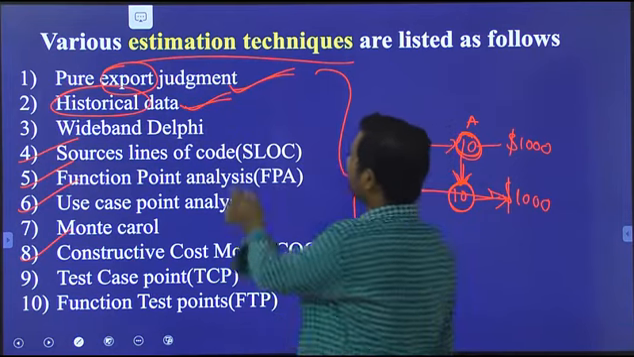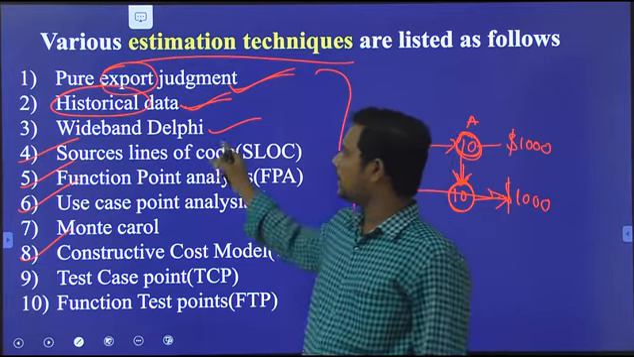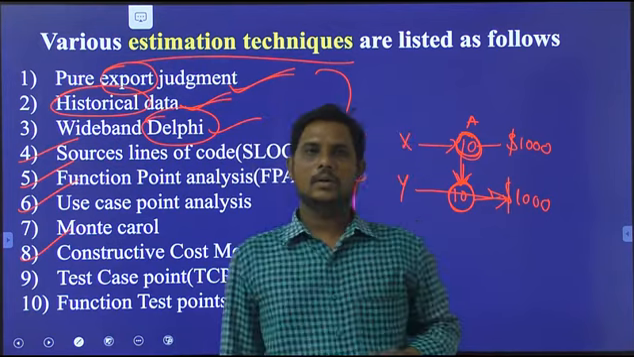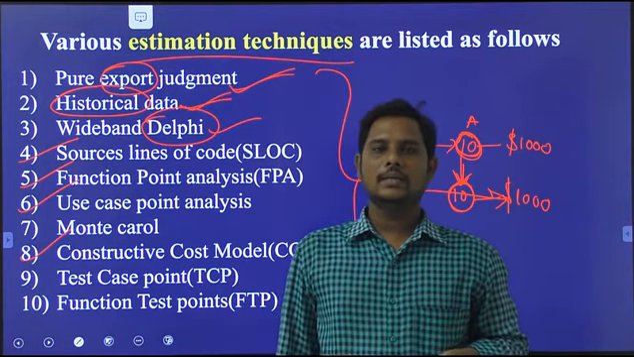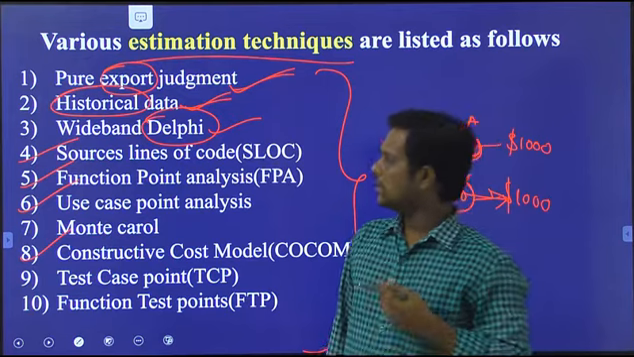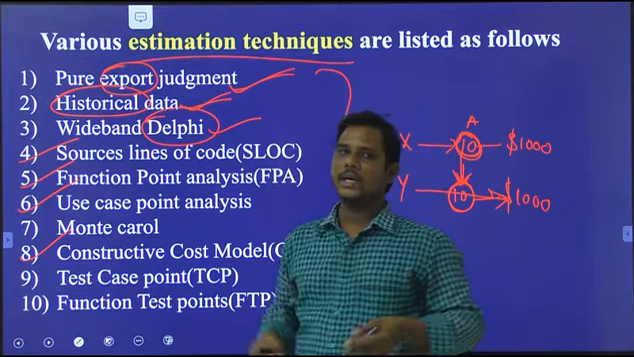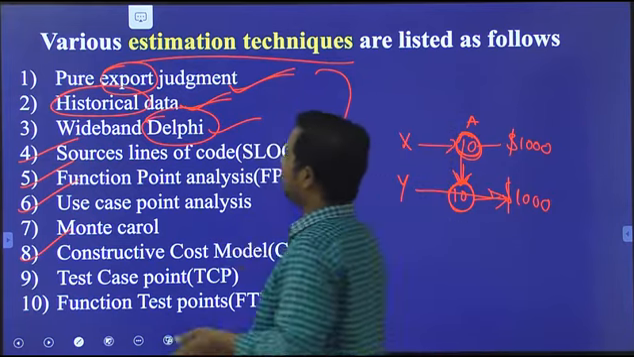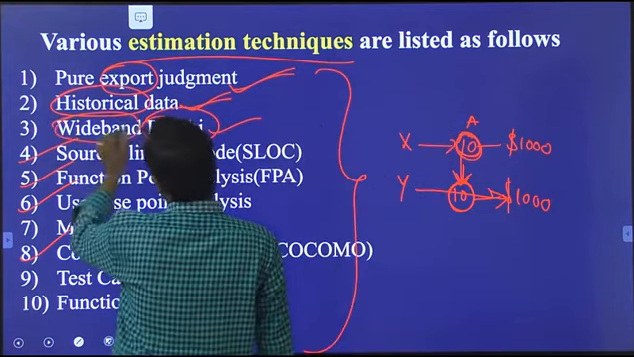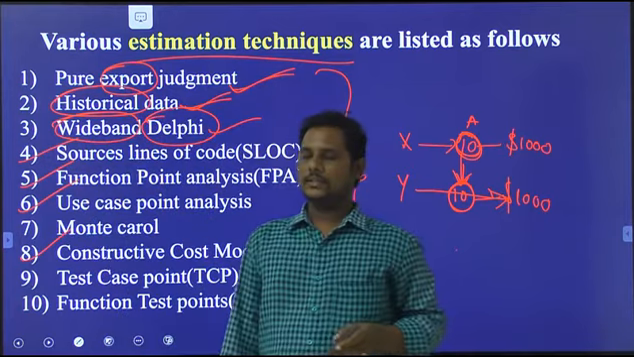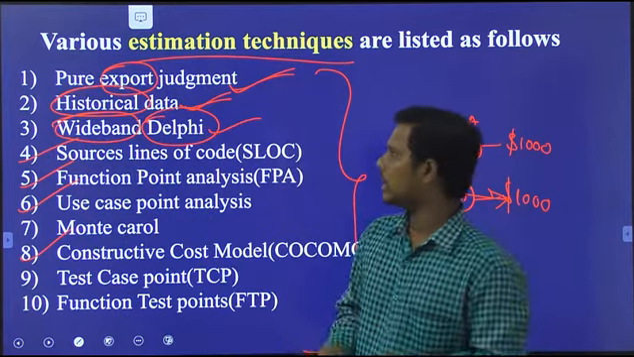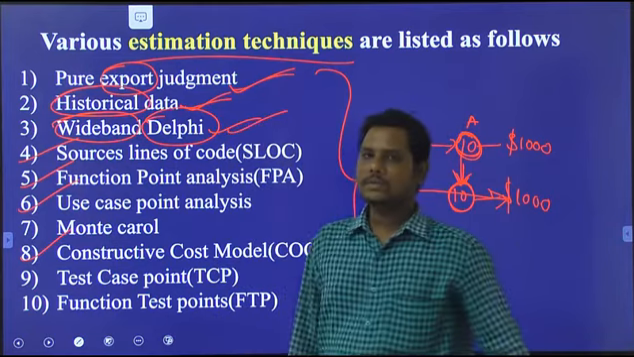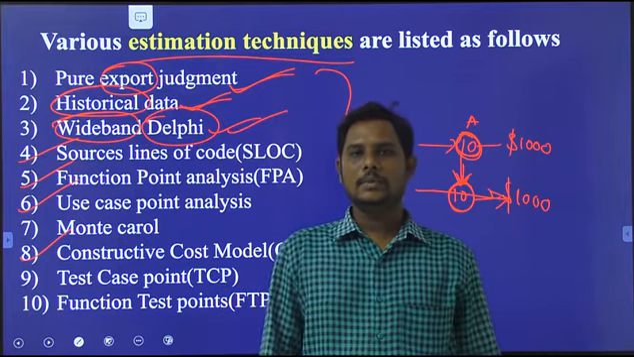Next, the wideband Delphi technique. Before that, the Delphi technique is there to estimate the project. It is a forecasting technique, the same as previous data analysis, based on which we estimate the project. Wideband means the previous analysis and the present analysis are both mixed to estimate the project. It is also one of the techniques used to estimate the project.